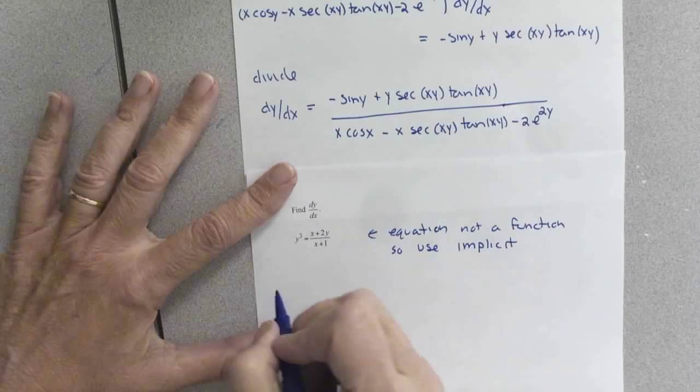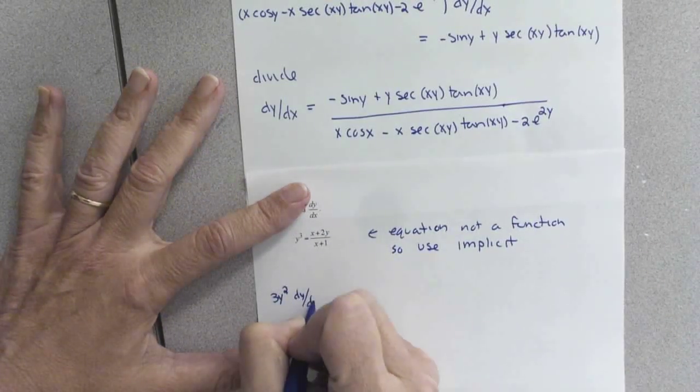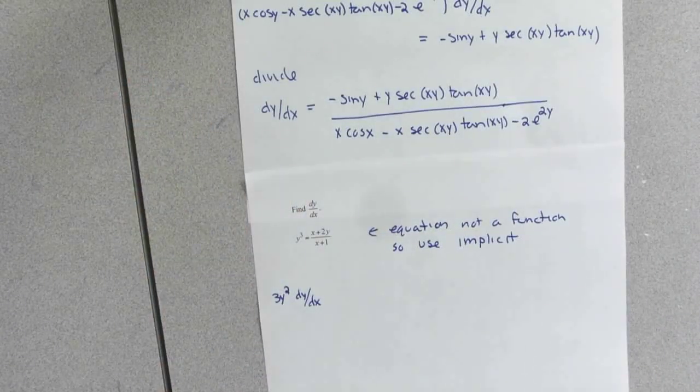by dy dx. So it starts off easy, 3y squared. But I just differentiated a y, so I follow it by dy dx.